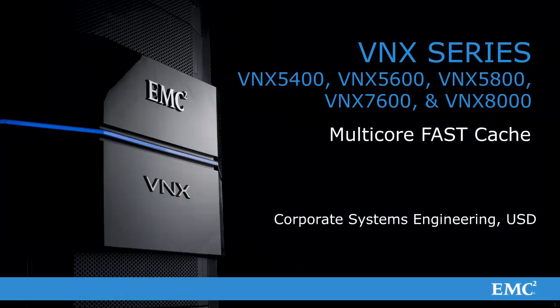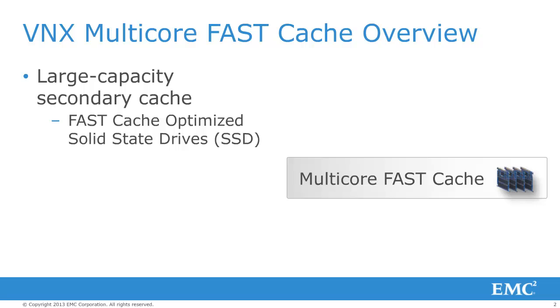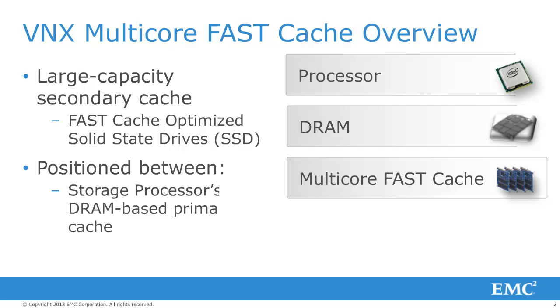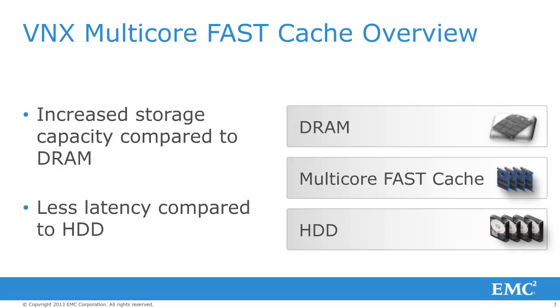In this video, we will discuss the VNX Multicore Fast Cache feature included with the next generation VNX series. Multicore Fast Cache is a large capacity secondary cache comprised of the new Fast Cache optimized solid state drives. Multicore Fast Cache is positioned between Multicore Cache's DRAM base cache and the back-end hard disk drives. Multicore Fast Cache can be scaled to much larger capacities than the fixed DRAM base cache, and it has less latency when compared to spinning media hard drives.